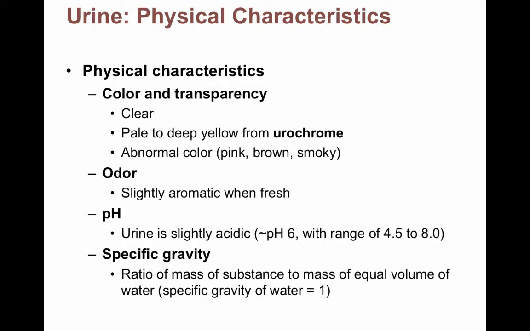Acidic diets, like diets that are high in protein or whole wheat, can cause a drop in pH. Alkaline diets are typical for vegetarians, or if you have prolonged vomiting or a urinary tract infection, it can cause an increase in pH. Specific gravity is the ratio of the mass of a substance to the mass of an equal volume of water. So the specific gravity of water is about 1, and the specific gravity for urine ranges from 1.001 to 1.05 because urine is made up of water and solids.